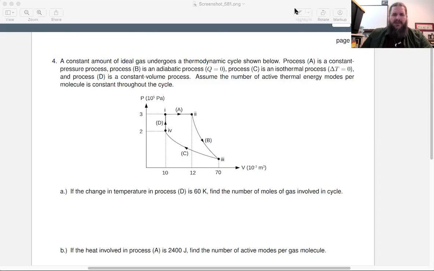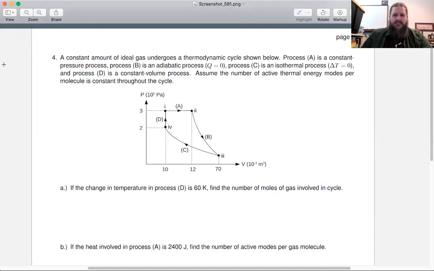And what are you trying to figure out here? What's the first thing we're trying to find? What's our actual goal in this problem? Is it not to find out the number of moles? Yeah, that looks like what we're starting with.